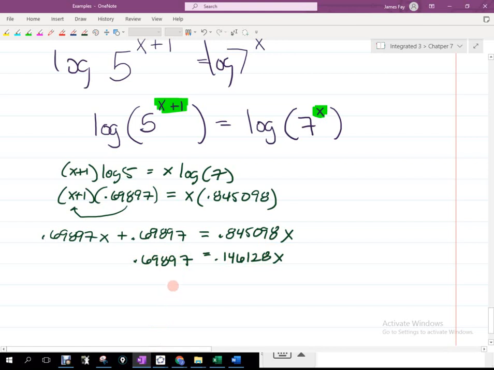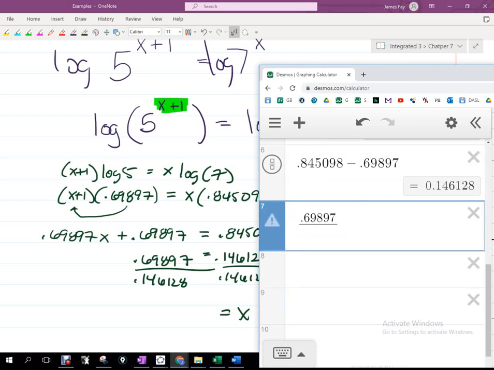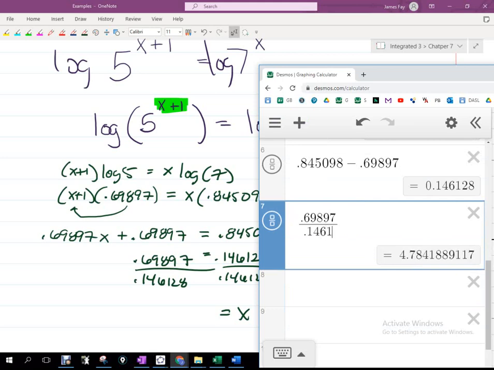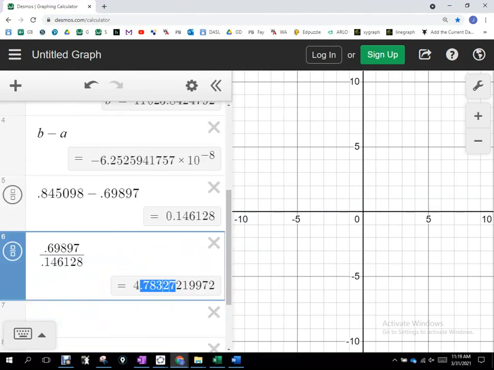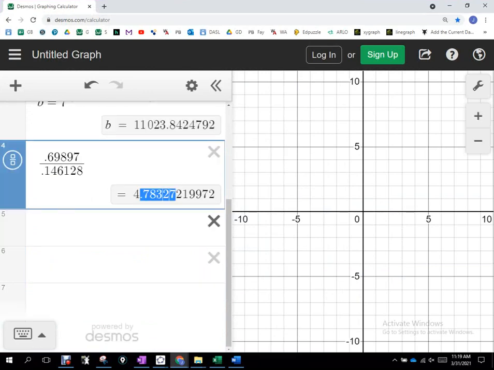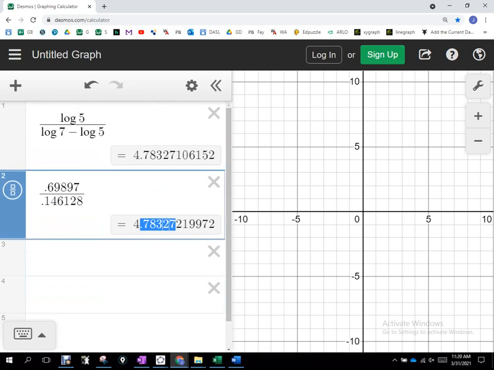What would you do to both sides now? Divide by that number there, right? Divide by that number right there. And it leaves me x, and now we just got to figure out what the quotient is. So I'm going to take 0.69897 and divide it by 0.146128. Does it give me the answer? Let's delete some of this stuff so you see it.